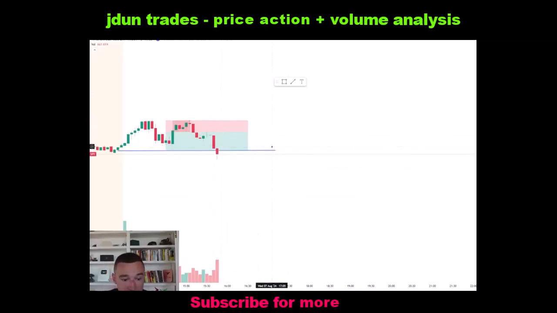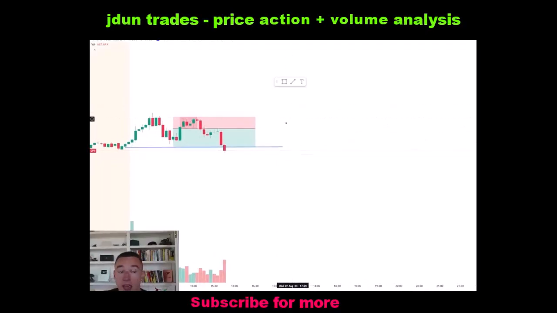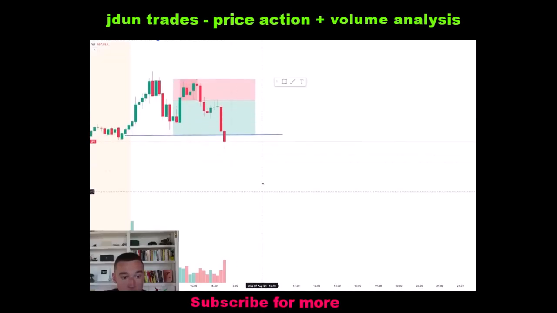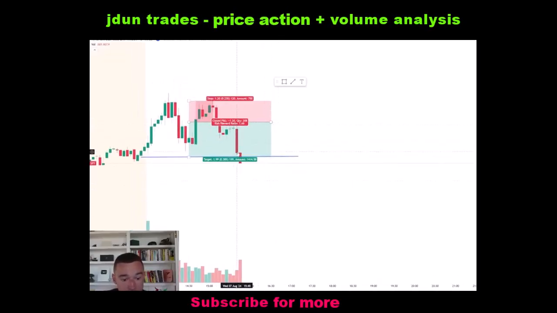Now on a trade like this, we know that we don't need to exit our position because as volume traders, what do we see? We see an aggressive push down here supported by volume. We see another aggressive push down being supported by volume.